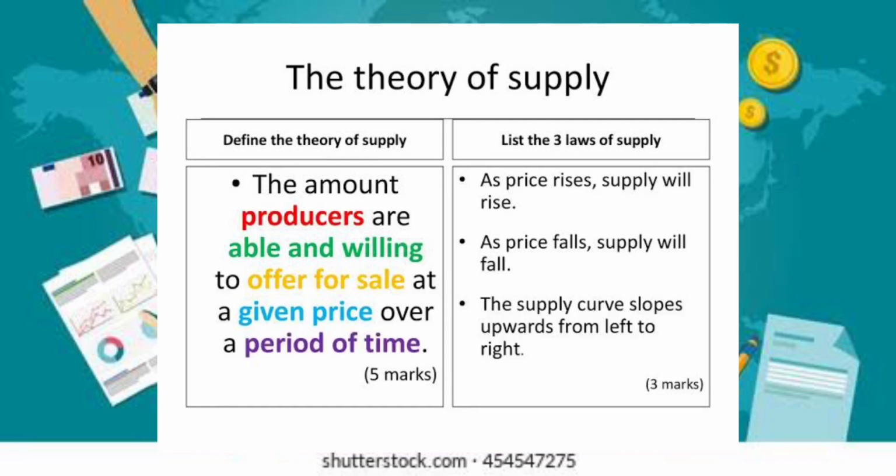So the theory of supply. The amount producers are able and willing to offer for sale at a given price over a period of time. As price rises, supply will rise. As price falls, supply will fall. The supply curve slopes upwards from left to right.